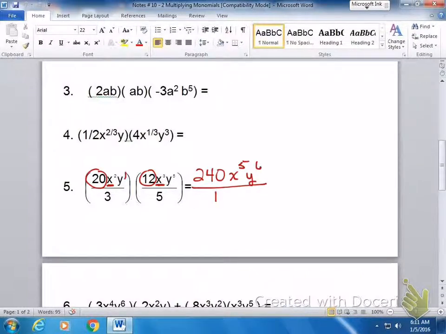3 times 5 is 15. Now that is an answer, but I can simplify because 240 and 15 will cancel, leaving me 16. So my answer is 16 x to the 5th, y to the 6th.